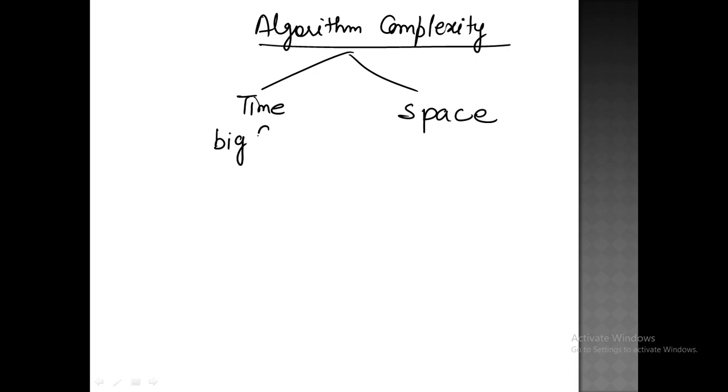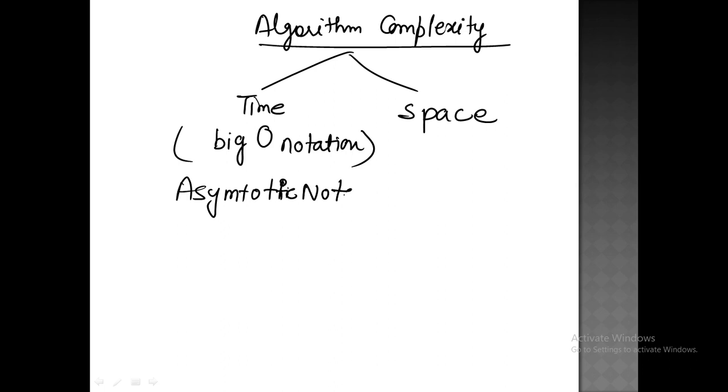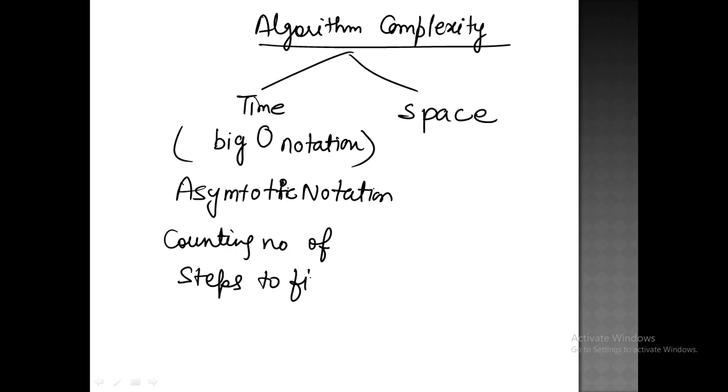Big O notation is used for denoting time complexity. Big O notation is an asymptotic notation, known as asymptotic notation to represent time complexity. Time complexity is mainly calculated by counting the number of steps to finish execution.